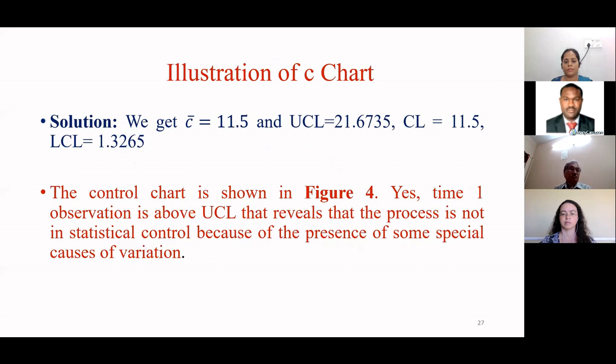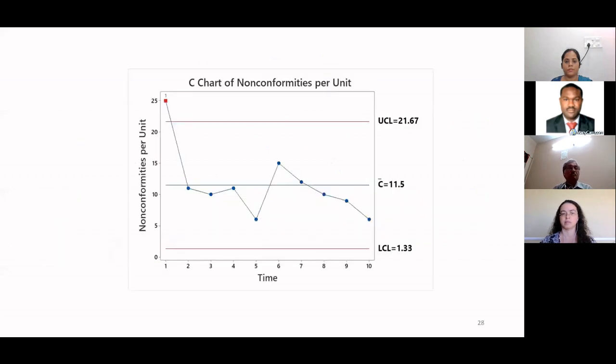Since 1 observation is above UCL, that reveals that the process is not in statistical control because of the presence of some special causes of variation. The chart is given, and we find that on day 1, the defects exceed the upper control limit.